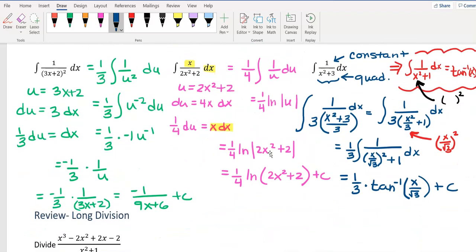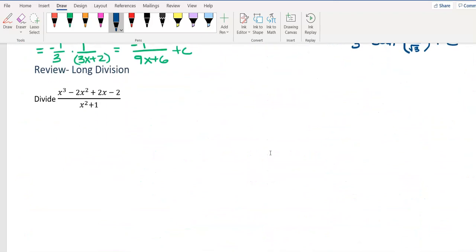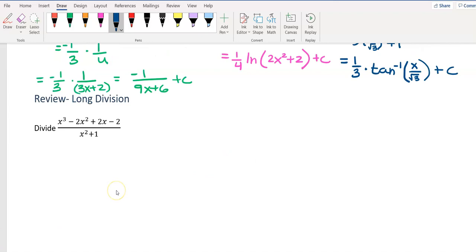Hopefully these helped a bit because these ideas will come into play later. Now let's talk about the review of long division. So think back to your algebra days when you were doing long division with polynomials. And maybe you'll remember that a fraction or a rational function with polynomials simply means the top, the numerator, is being divided by the denominator. So the numerator polynomial is being divided by the denominator polynomial.